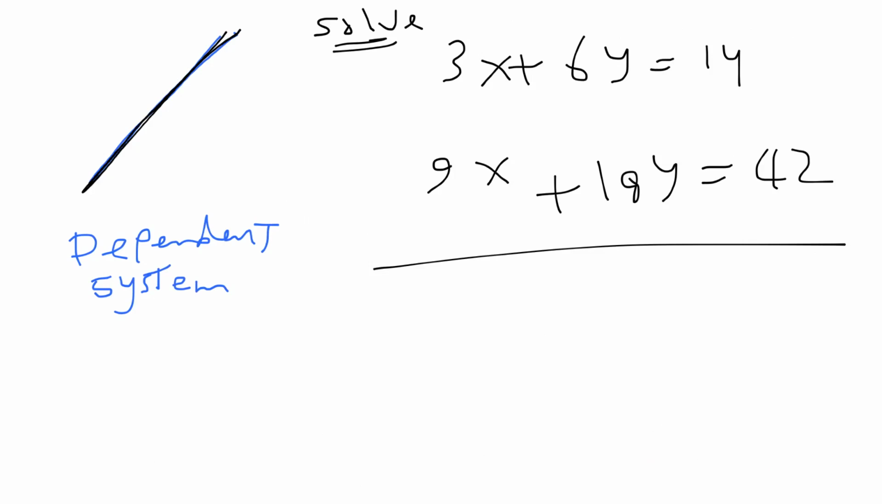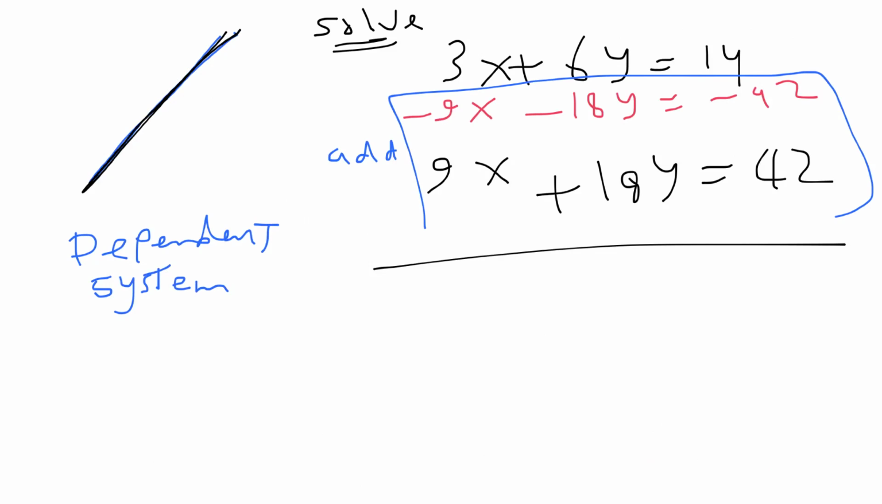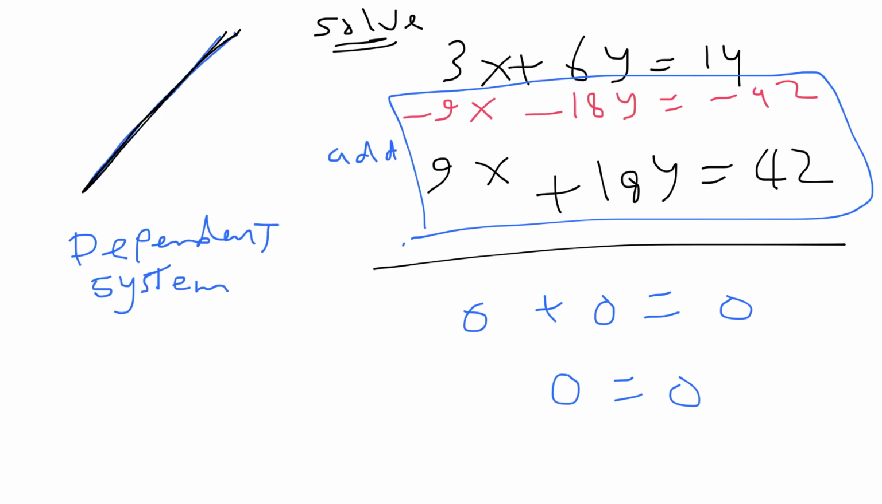I'm multiplying the first one by -3, so I got minus 9x, and here I multiply by -3, so I got minus 18y, and then multiply 14 by -3, you also get minus 42. And then I'm going to add. Add the first one and the second one. So when you add, you get 0 here, you get 0 here, and also you get 0 here. So 0 equal to 0.